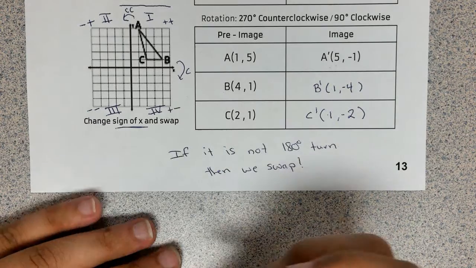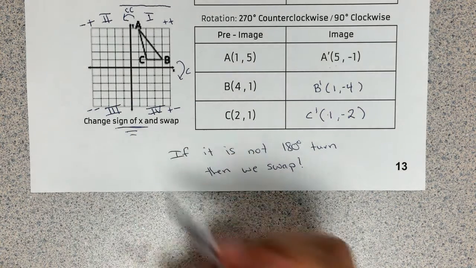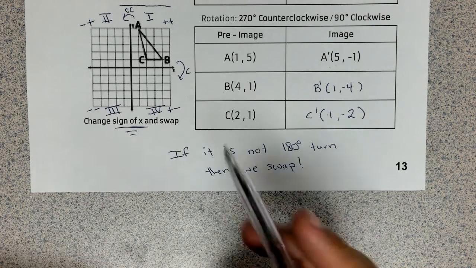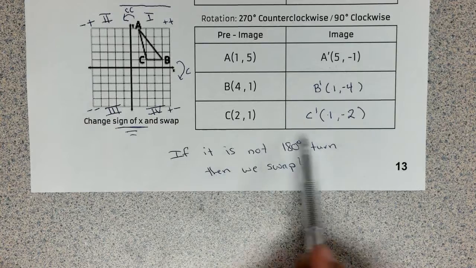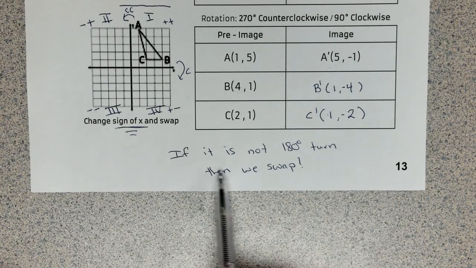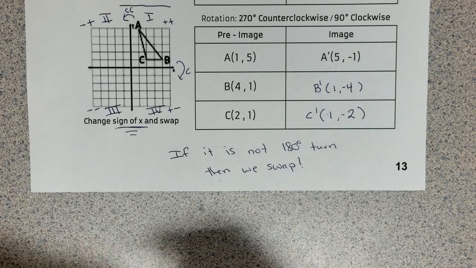Okay? So with a 270 counterclockwise or a 90 clockwise, our rule is that we're going to change the sign of the X. Okay? We're going to change that sign of the X and swap. Okay? So, don't forget, for any rotation, if it's not a 180-degree turn, then we swap. That is the key thing to remember. And that is how you do a 270-degree counterclockwise or 90-degree clockwise turn or rotation.